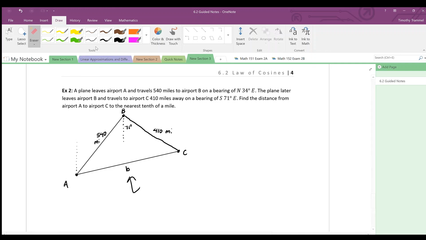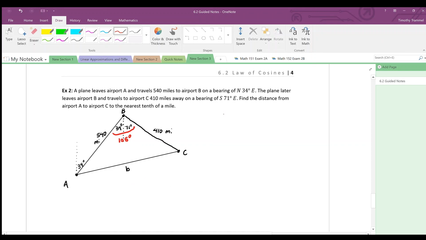And so what that means is, we already knew this angle was 34. That means that this angle should be 34. And so what that tells us is now we do know the angle B. It should be both of these two combined here, which is 105 degrees. All right, we have everything we need now.